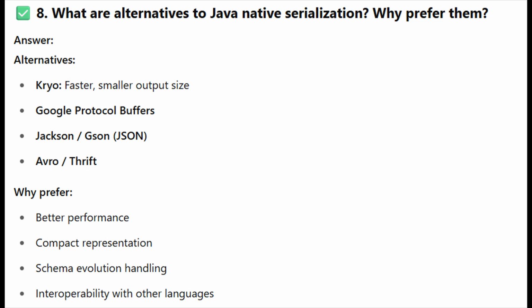8. What are alternatives to Java native serialization? Why prefer them? Answer. Alternatives: Kryo, faster, smaller output size. Google Protocol Buffers. Jackson/JSON. Avro/Thrift. Why prefer? Better performance. Compact representation. Schema evolution handling. Interoperability with other languages.